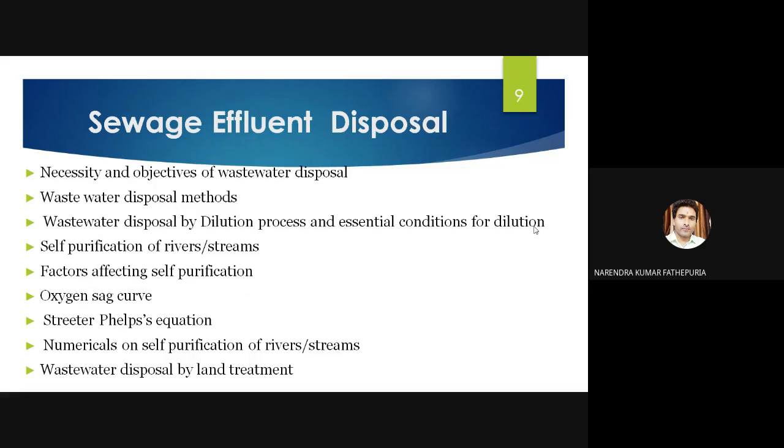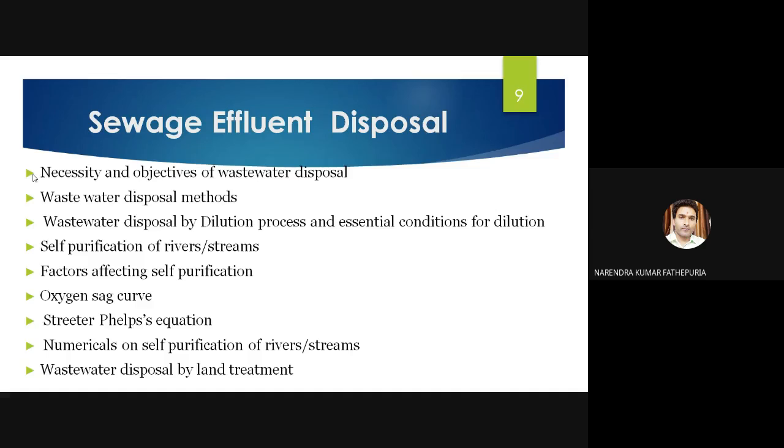As I told you, methods, self-purification methods for the disposal, right? These things in the classes we have gone through. Why is sewage effluent disposal required? If the sewage is treated, where can you send it? You have to dispose of it somewhere, maybe through land treatment. And there are the natural purification methods.